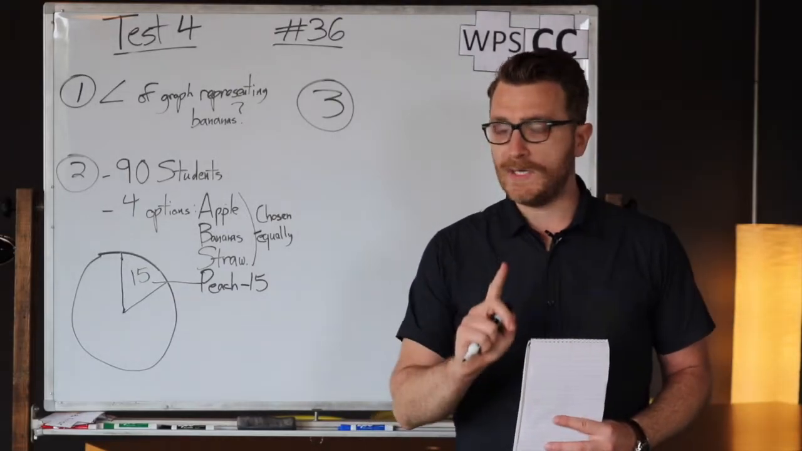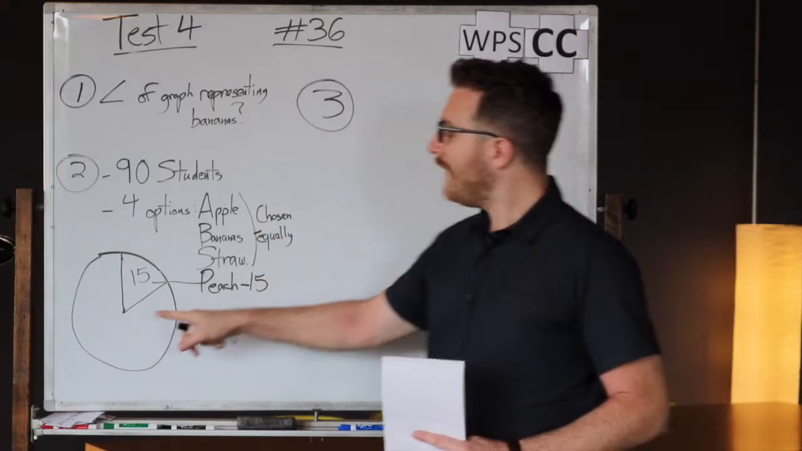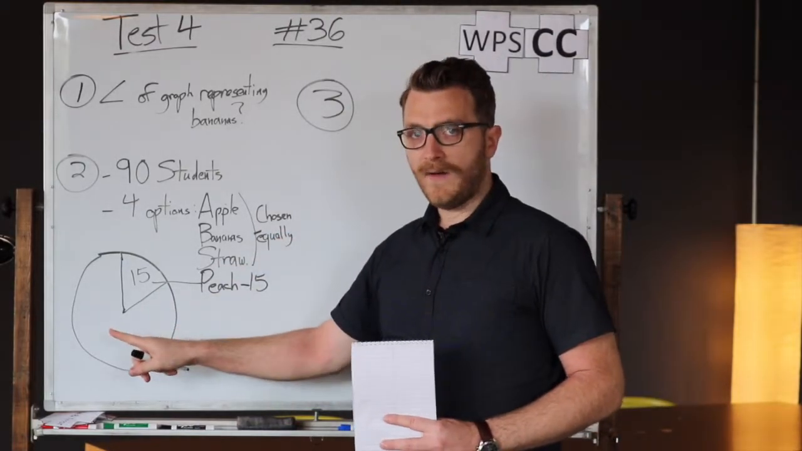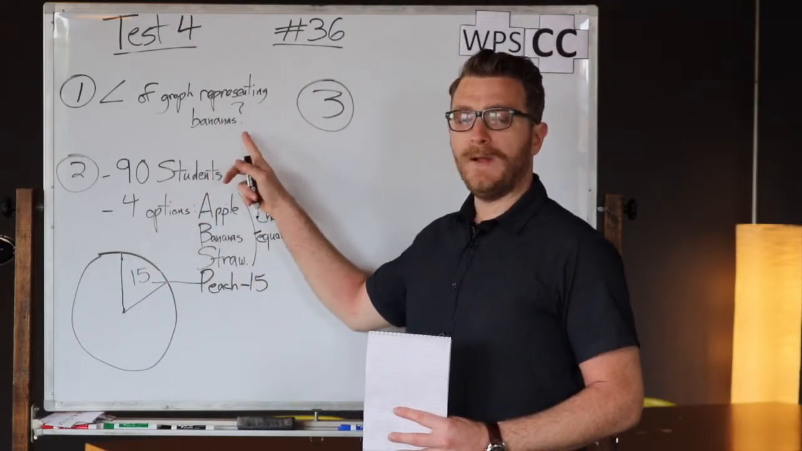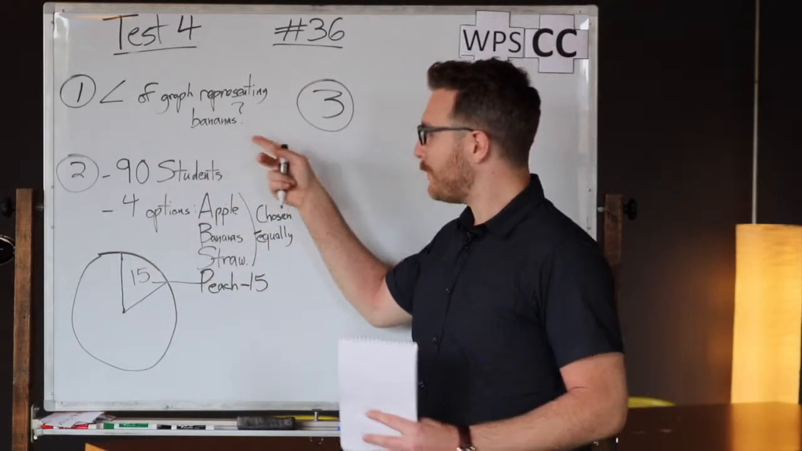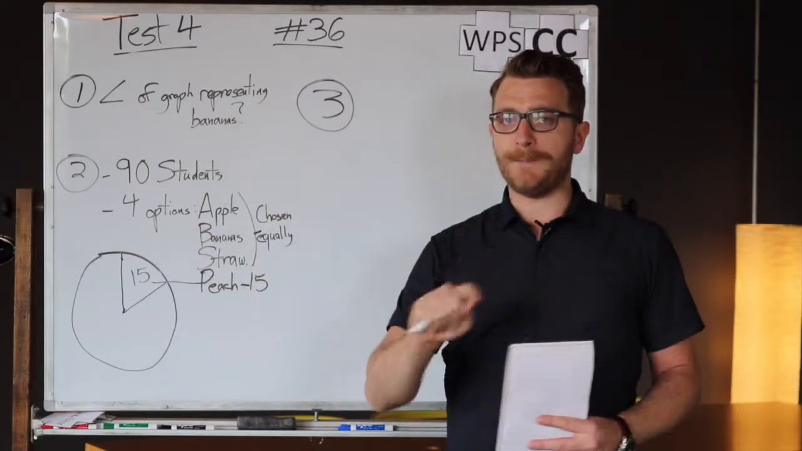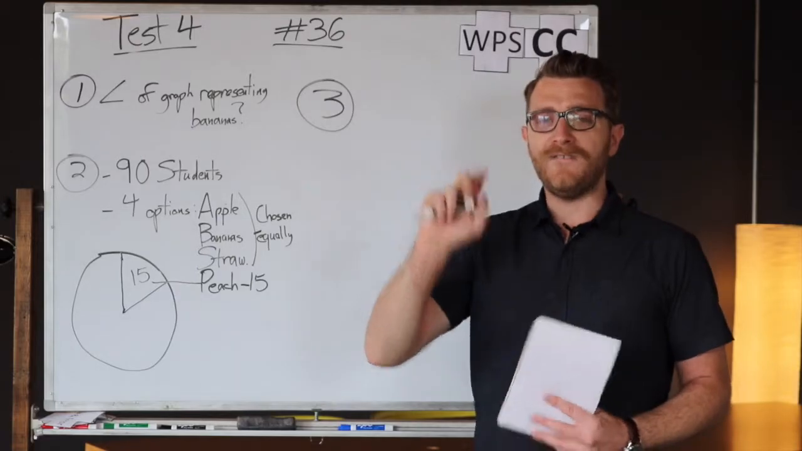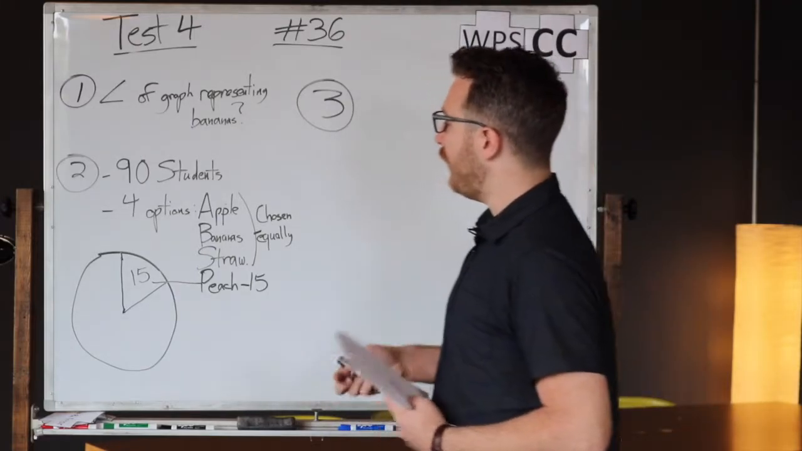So what we have to do is find out how many students chose bananas, and then find out what angle of a pie chart would be representing bananas for that graph. So there's 2 steps. Find how many chose bananas, and then find out what angle of a circle that would be. First of all, let's figure out how many students.